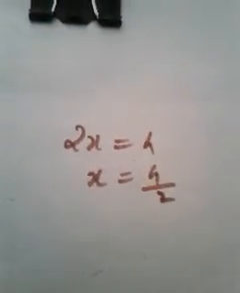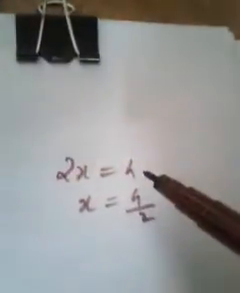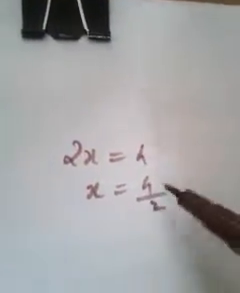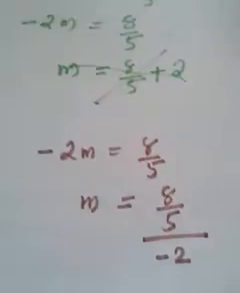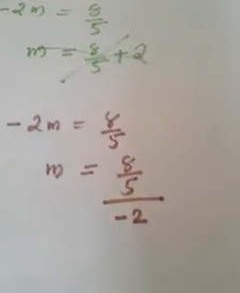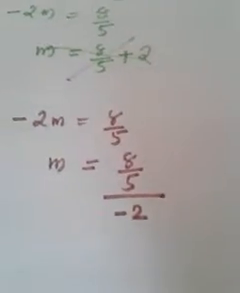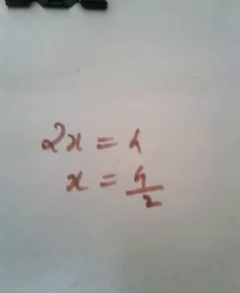See, just like that, -2m is equal to 8/5. Here I am supposed to maintain 4 as it is, then divide by this number. So I am supposed to maintain this 8/5 as it is, divided by this number. You may have understood. Whatever the sign of the number is, you are supposed to keep the same sign. 2x is equal to 4, x is equal to 4/2. Just the same method I applied here.